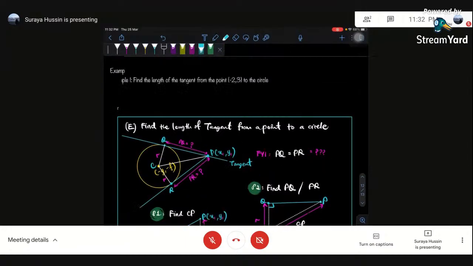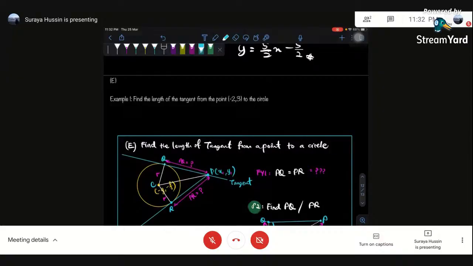Yang last kali ni, yang ni Miss paling excited sekali untuk ajar semua student Miss. Come on guys, we can do this. We can do this. We can finish this. Last one from me. 2x squared. Salin balik sebab tadi dah delete. 2x squared plus 2y squared minus 7x plus 6y equals to 0.